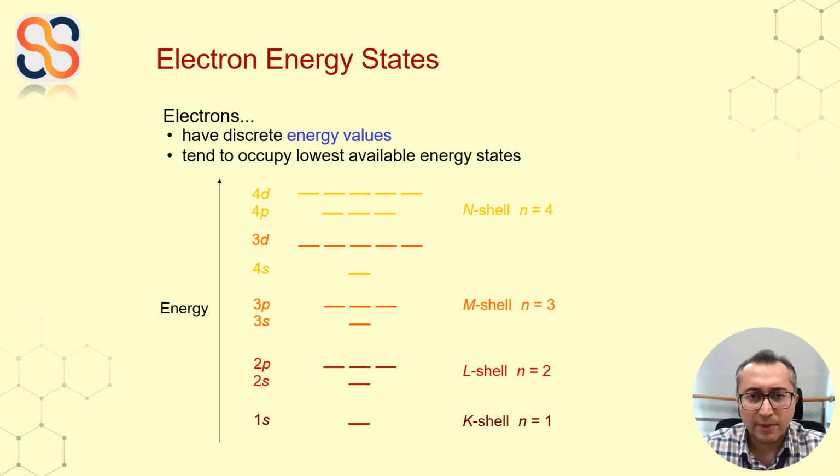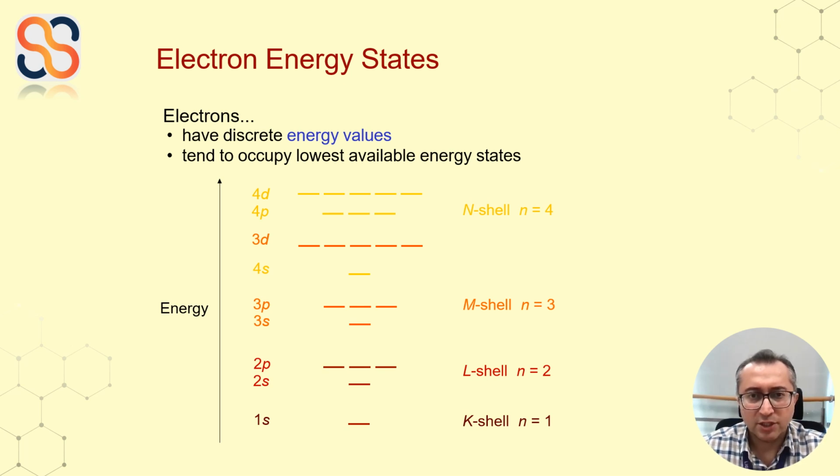But what happens when we get to atoms with more electrons, like the third period of the table? This is where we see electrons filling the M shell, which includes the 3s, 3p, and 3d orbitals. As we go even higher in energy, the N shell with 4s, 4p, and 4d orbitals comes into play.